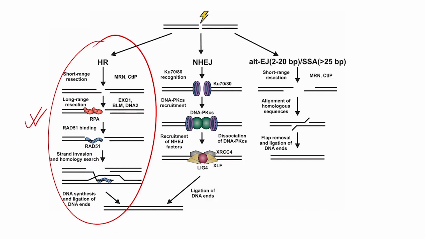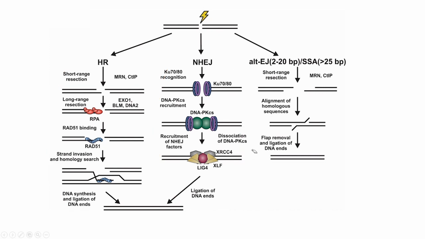NHEJ. Let us discuss the NHEJ pathway now. You already know how the homologous recombination pathway operates. Now we are going to discuss the NHEJ pathway and the various players involved in it, Ku 70/80, then DNA-PKcs and so on.